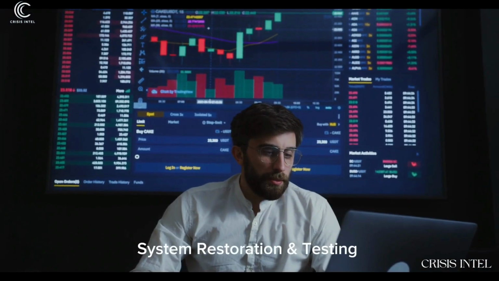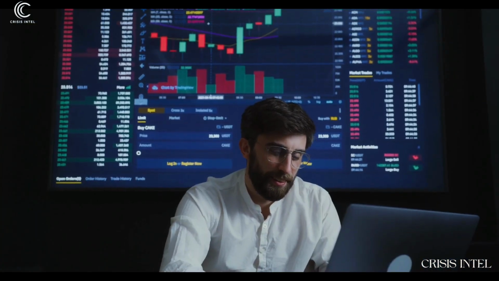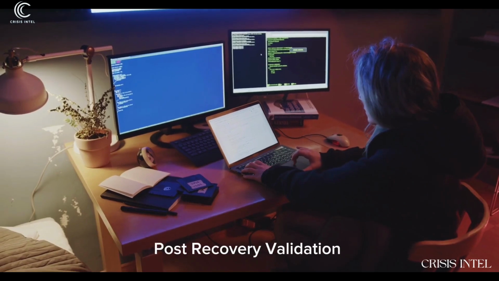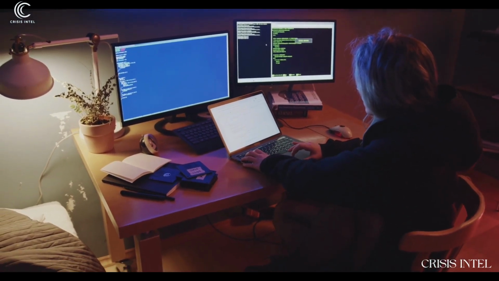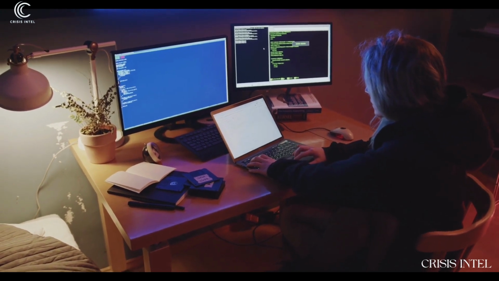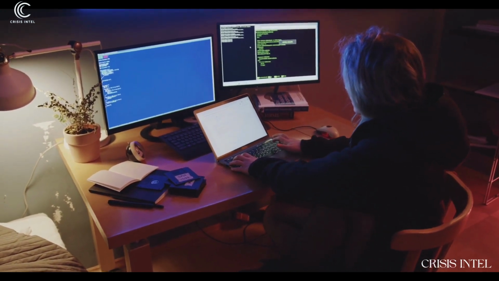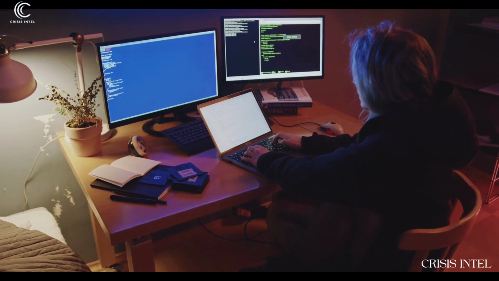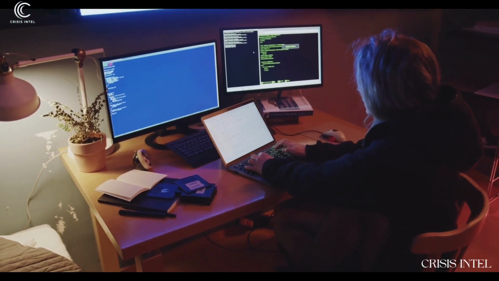System restoration and testing, discussing the activities involved in restoring IT systems, configuring hardware and software, conducting testing, and verifying the integrity of the recovered environment. Post-recovery validation, highlighting the importance of post-recovery validation, including user acceptance testing, data validation, and functionality verification, to ensure the successful restoration of IT systems.